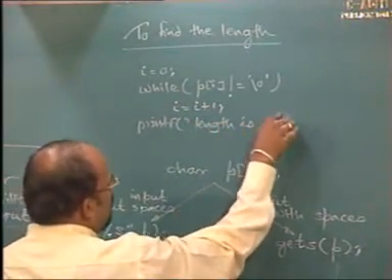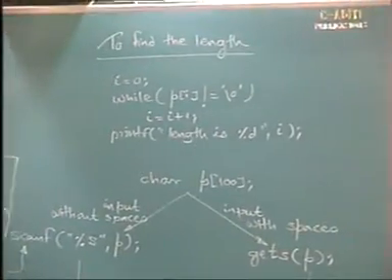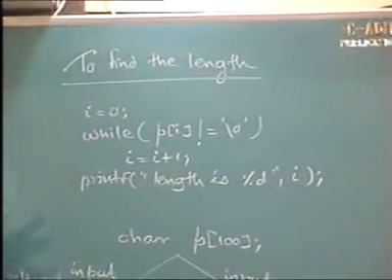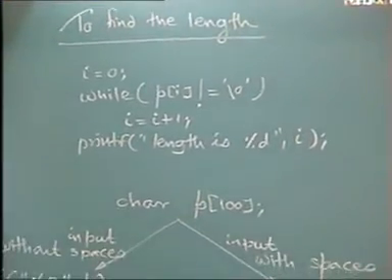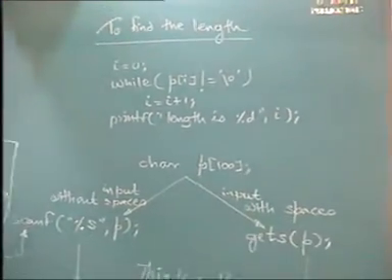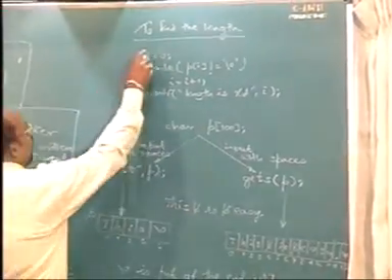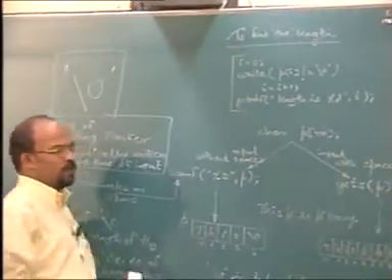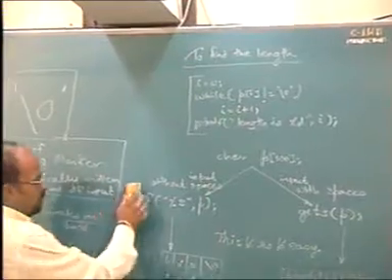printf length is %d. So this can count whether it is this string or this string, whether the spaces are there or not. It will always find the length correctly. You will require this type of thing almost 100 and 1000 times to find the length in the next 3 years to come.